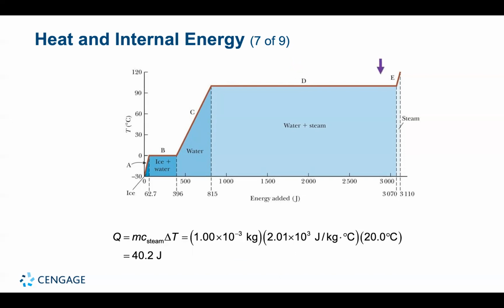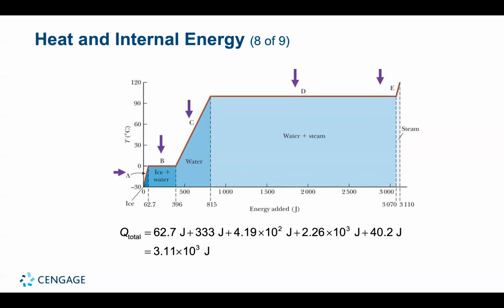And then for part E, during this portion of the curve, as in parts A and C, no phase change occurs, so all the added energy goes into increasing the temperature of the steam. Finally, we can calculate the energy that must be added to raise the temperature of the steam to 120 degrees C, and that's shown in the equation.